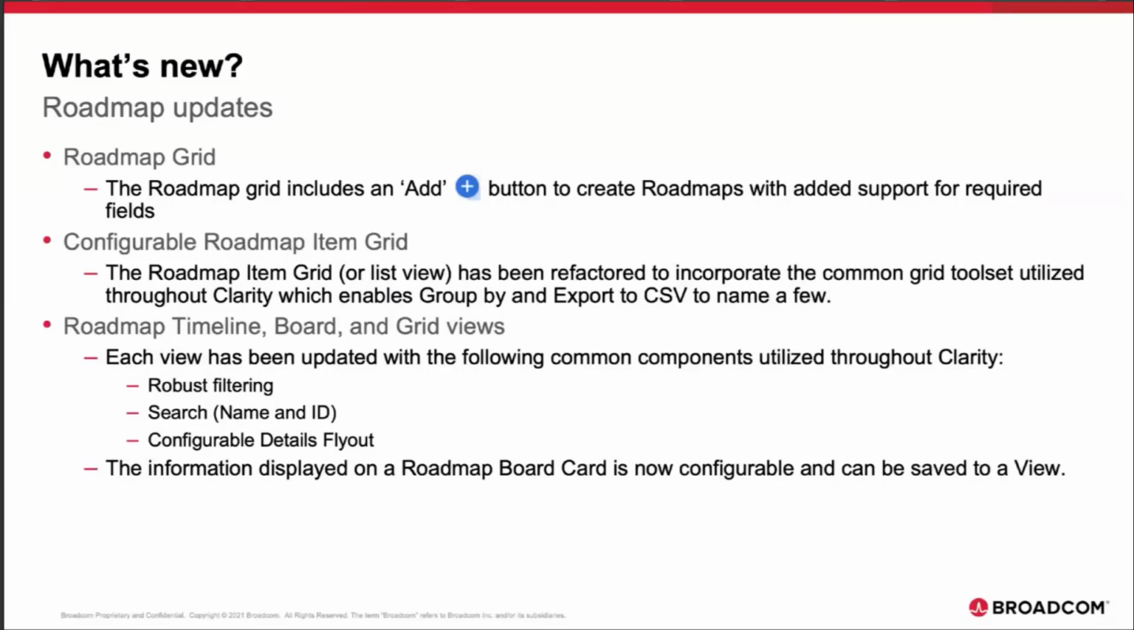And third, the roadmap timeline, board, and grid views have all been updated with common components used throughout Clarity as well. So there's the filtering, configurable filtering. Of course, there's search, but also there's a configurable details flyout that's available from each one of these views. As part of the third item, roadmap board cards are now configurable to be consistent with other boards that are used throughout Clarity.